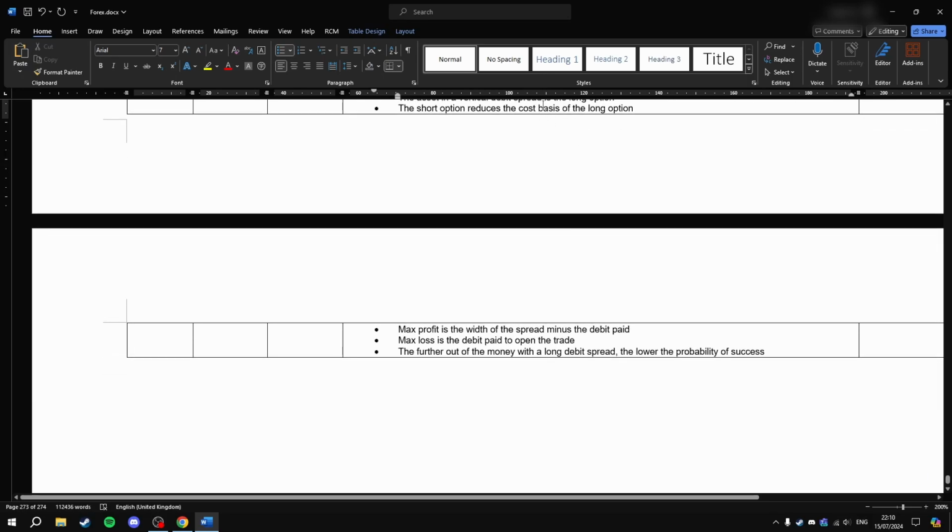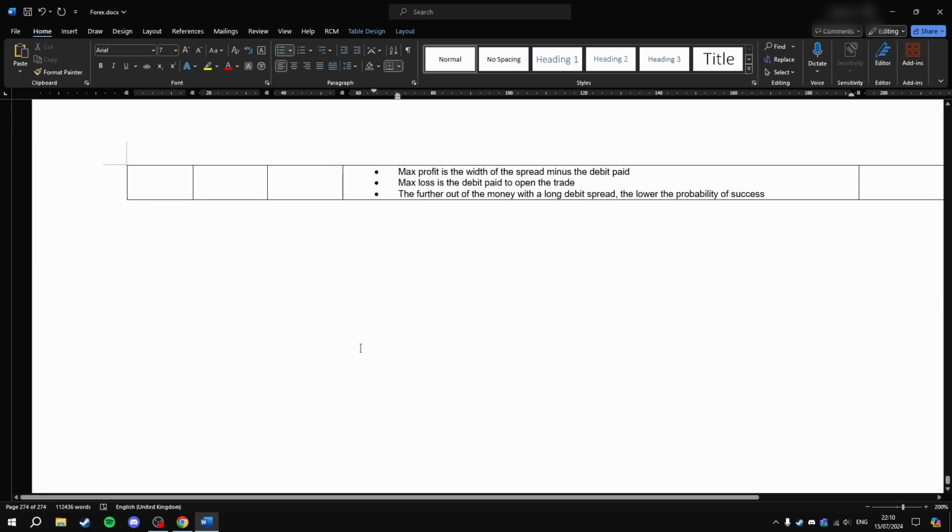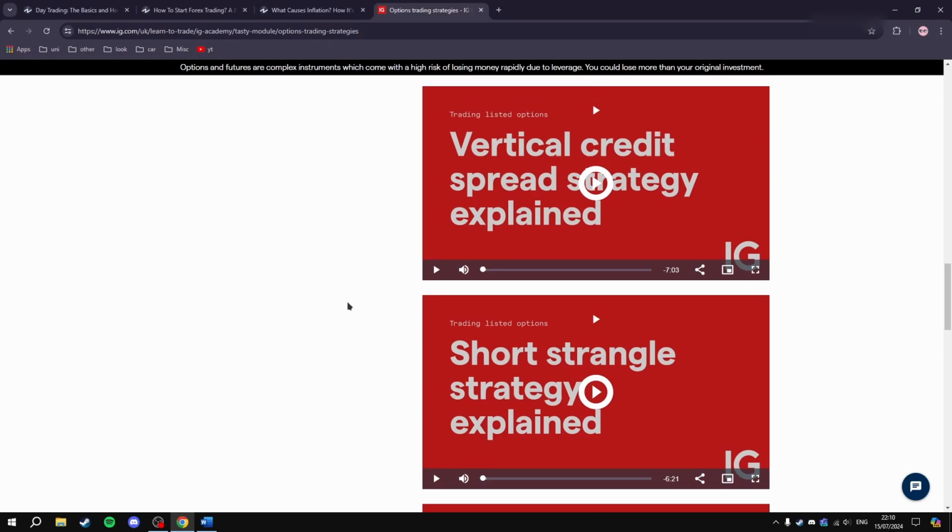Max profit is the width of the spread minus the debit paid, and the max loss is the debit paid to open the trade. Further out of the money with the long debit spread, the lower the probability of success. So that's a summary of what we went through last lesson.